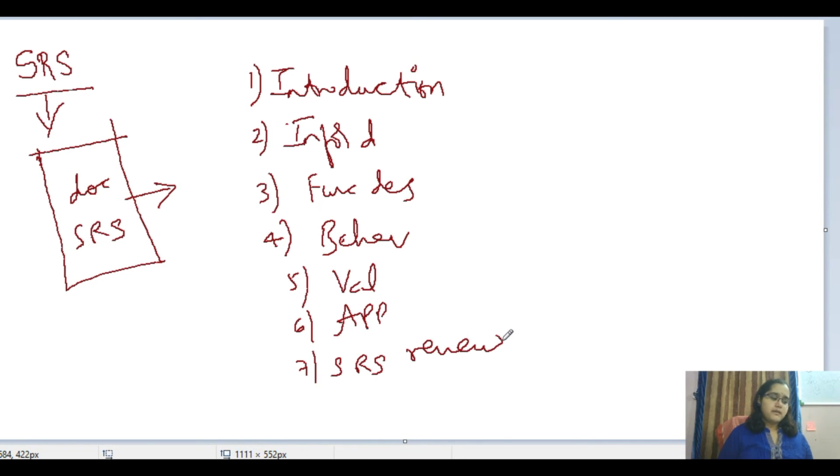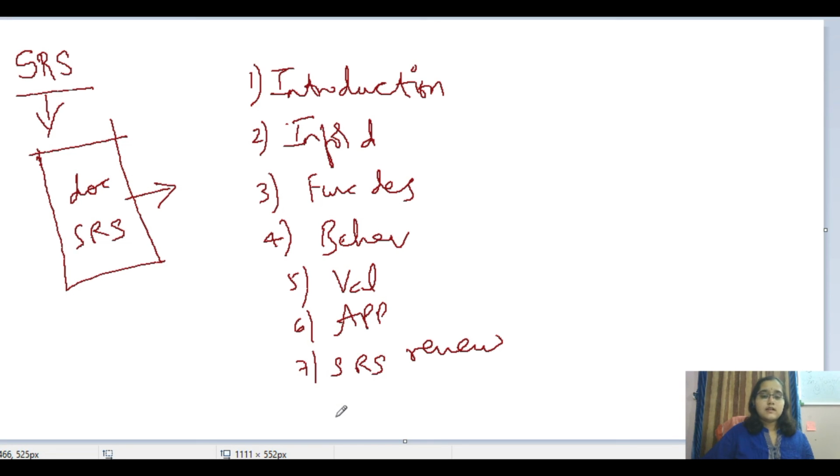Information description means it will show the information context, flow and structure of the information, how the information is being saved and how it is being flowed. Functional description shows how the organization functions are being performed, what is the flow process, what are the controls available. Behavioral description shows how the system responds to external facts. Then validation criteria shows what tests are performed on the system and how it responds. Appendices include several charts, tables, details, etc. for the user to understand.